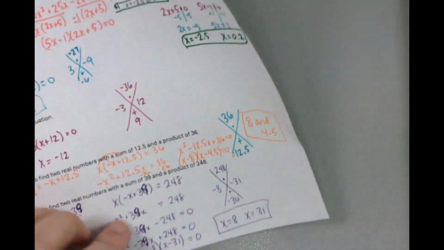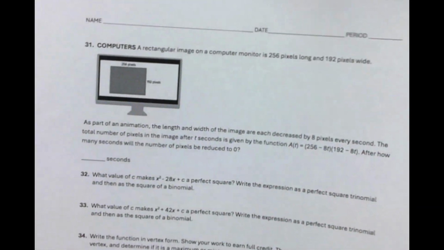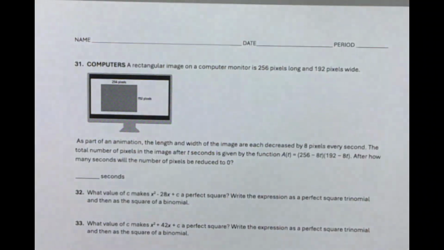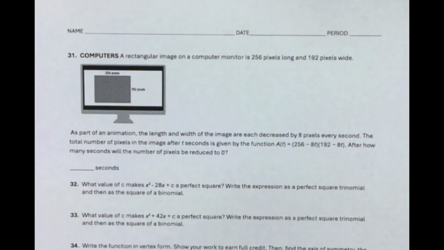All right, next page. We are at over an hour. Holy cow. It is not going to upload, I think. Rectangular image on a computer monitor is 256 pixels long and 192 pixels wide. As part of the animation, the length and width of the image are each decreased by 8 pixels every second. The total number of pixels in the image after t seconds is given by the function a of t equals 256 minus 8t times 192 minus 8t. After how many seconds will the pixels be reduced to 0?